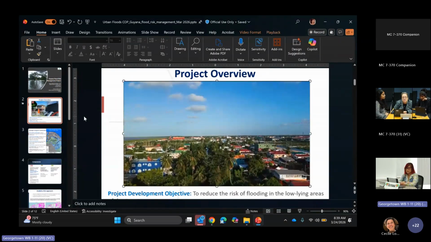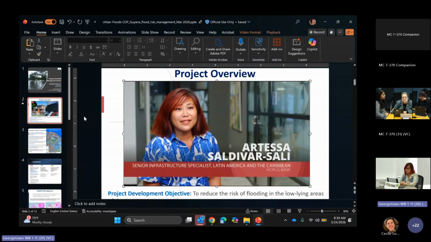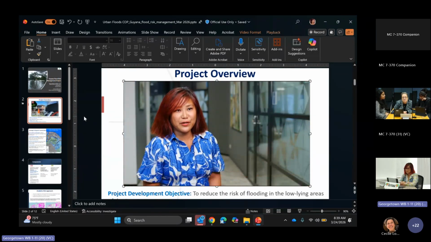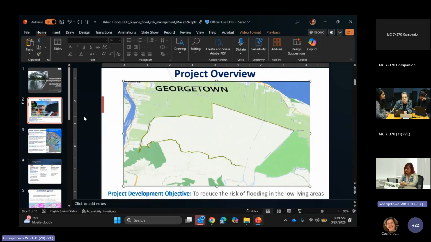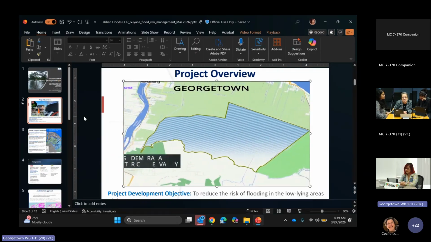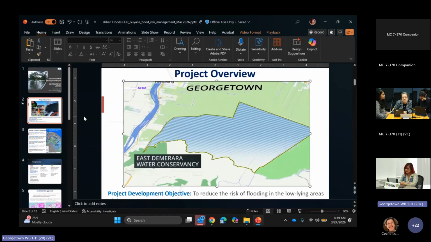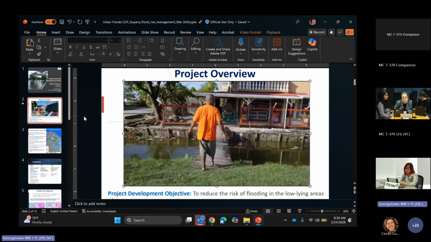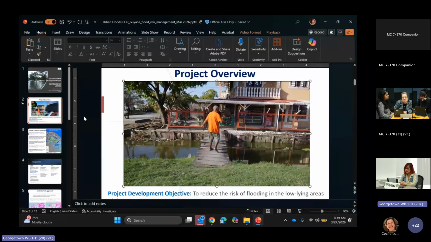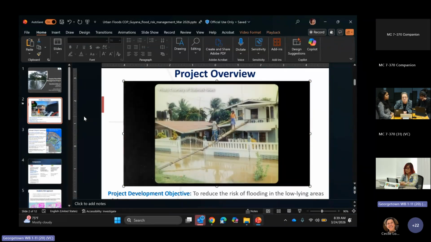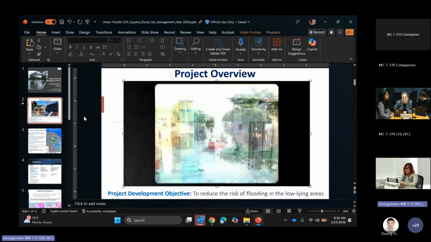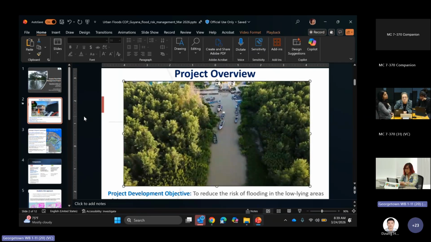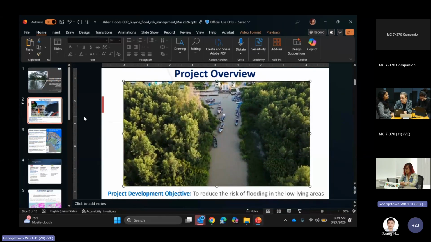The East Demerara Water Conservancy provides 60% of the capital Georgetown's drinking water, and it serves a major function in retaining floodwater from riverine flooding. It holds 250 million cubic meters of water, so it's a major amount of water. In 2005, the Georgetown area experienced a very large rainfall event that affected 200,000 people in the coastal plain of the country, as well as impacting 60% of the country's gross domestic product.